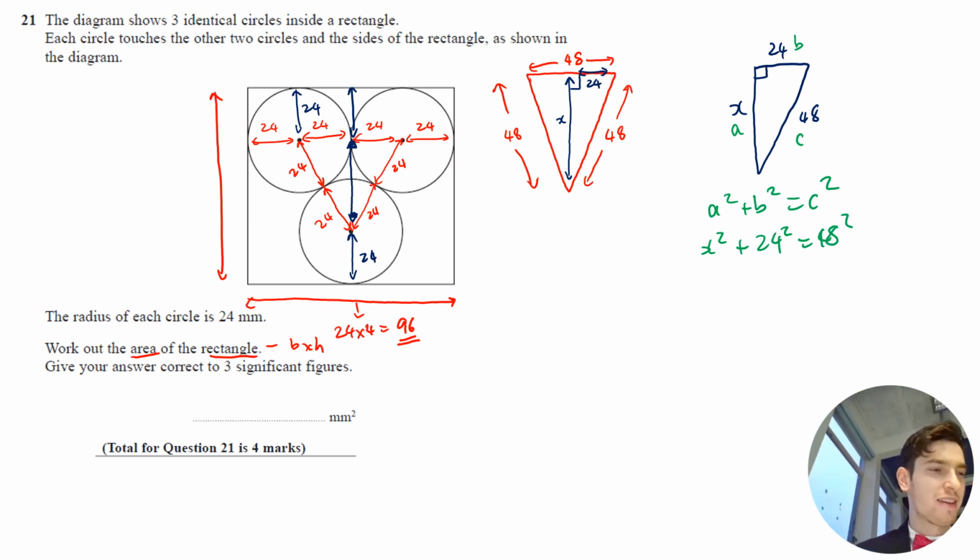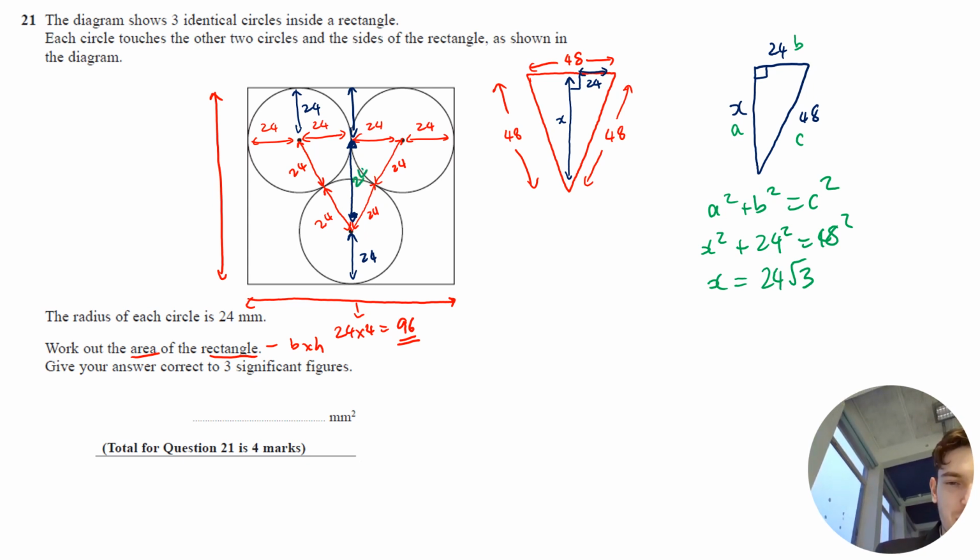Let me just get my answer out in front of me. So I do this and I end up with x being equal to 24 root 3. So let's write that on my diagram. That height there was 24 root 3. So my total height, I'll do it in green here, is going to be 24 plus 24 root 3 plus 24.